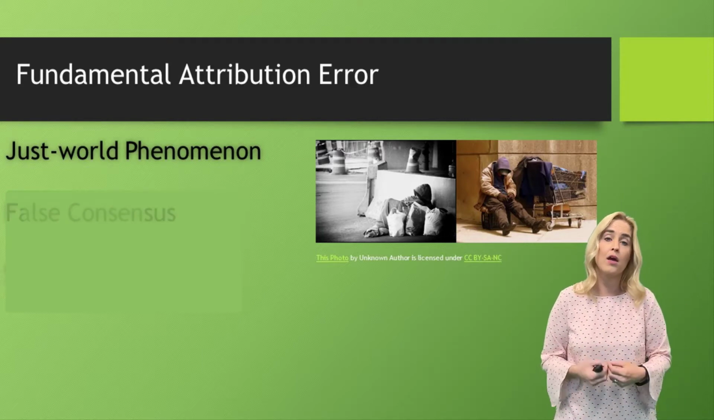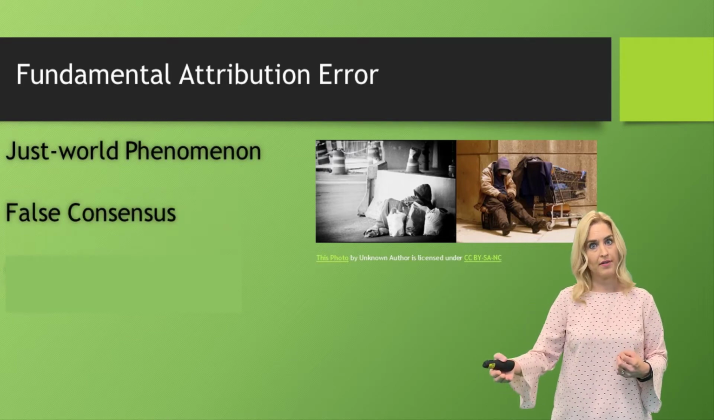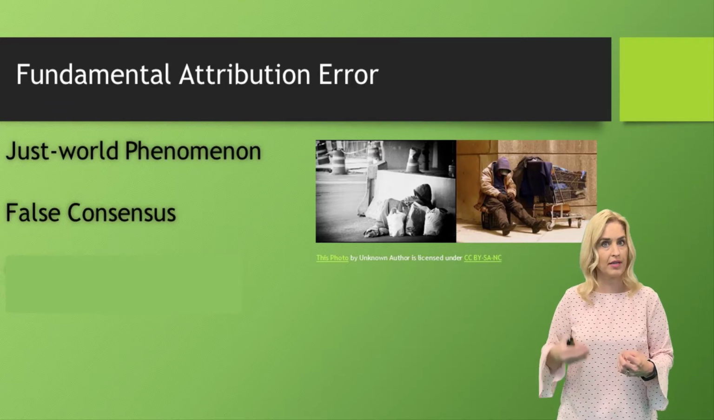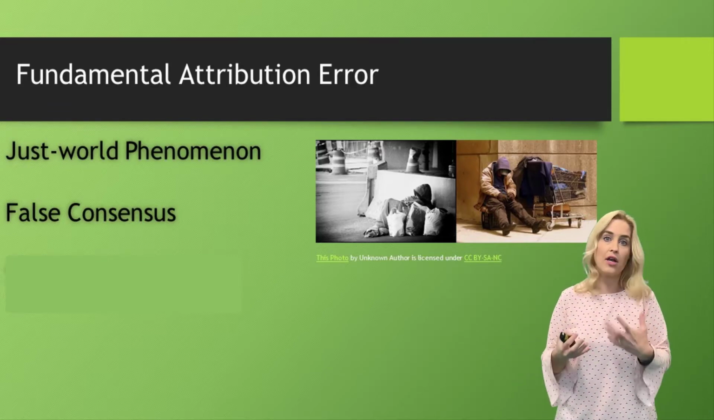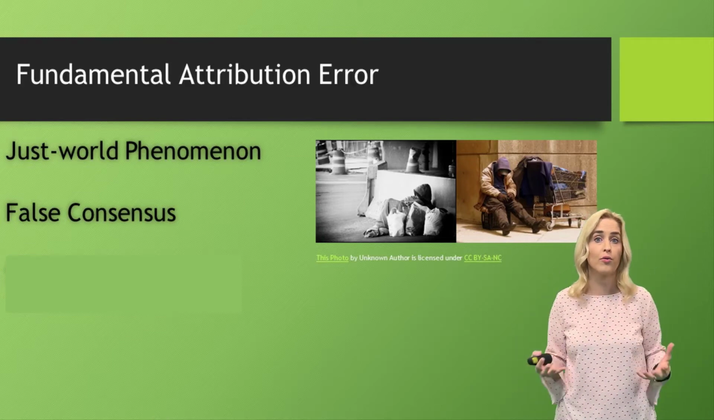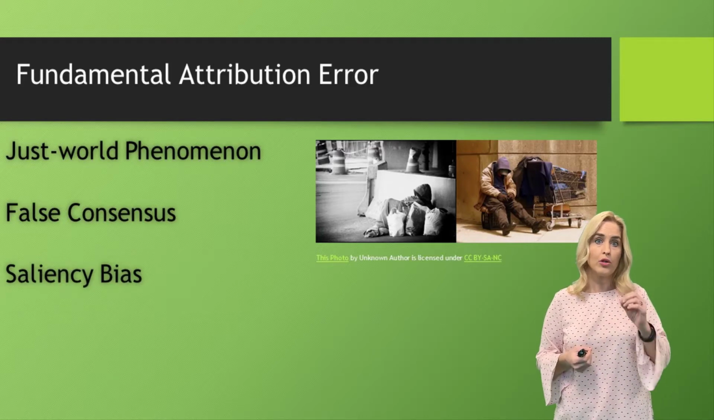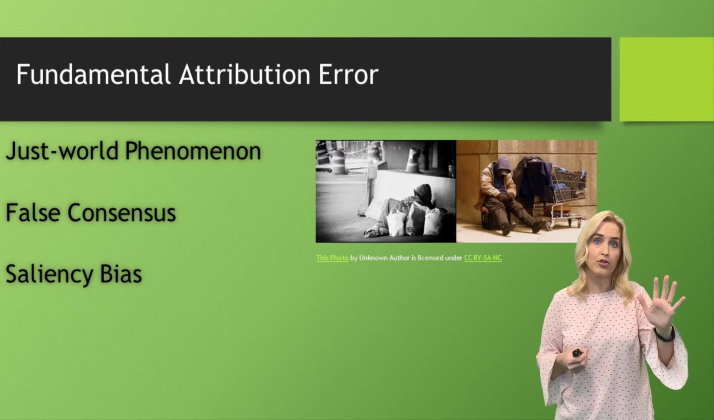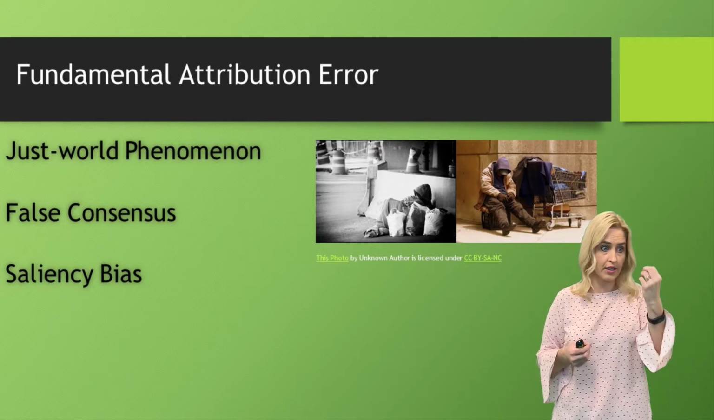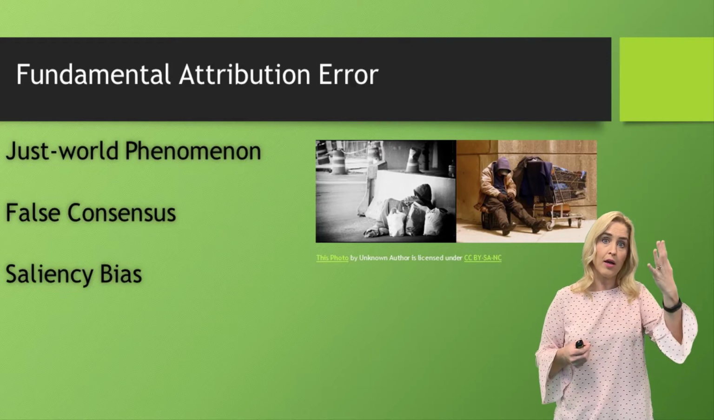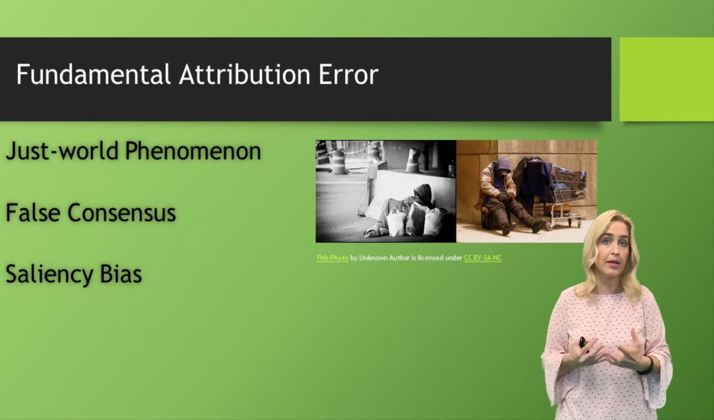False consensus is the idea that I know what I would do in that situation, so others would do the same as me or should do the same as me, this false consensus. That's not always the case, especially when we don't know the full situation. And then there's the saliency bias, and that's where we look at the most salient characteristic of the situation. Whatever captures the attention first is what we focus on, rather than pausing and actually looking into the situation to find out what was actually happening at that time.